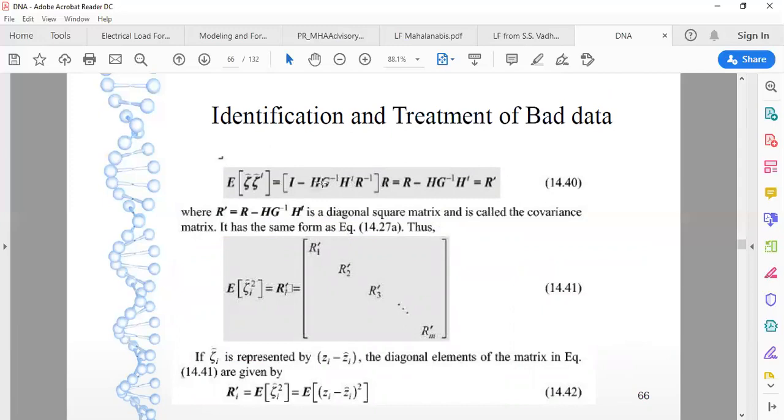If we multiply with R, our value will be R minus H into G inverse into H transpose, which is equal to R dash. Okay, so what is R dash? R dash is also a diagonal element. It has only a few elements which are diagonal elements, and the rest of the components, though they may attain some value, we will not consider. So keep this in mind: of the covariance matrix represented by R dash, only the diagonal components will be considered for calculation, and the rest of the components are neglected.